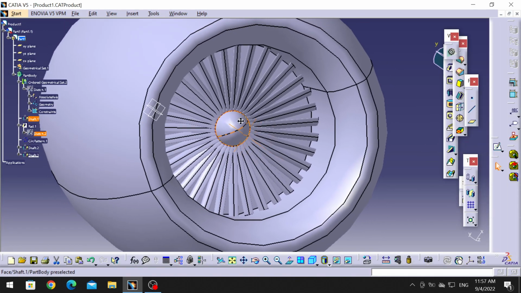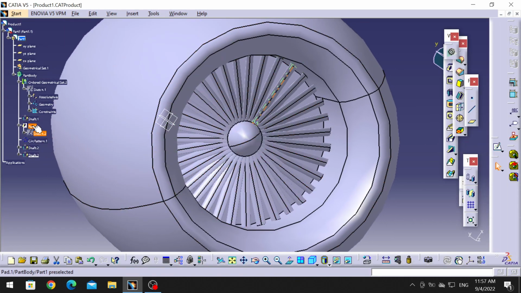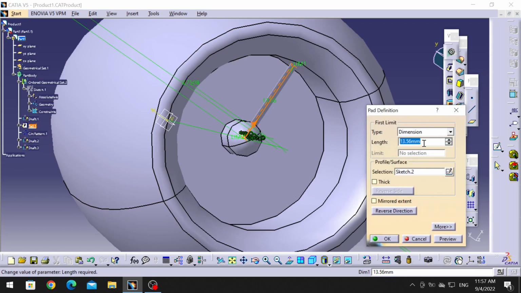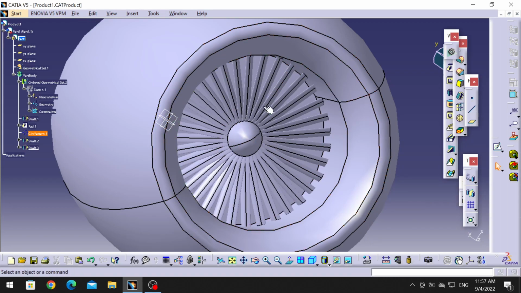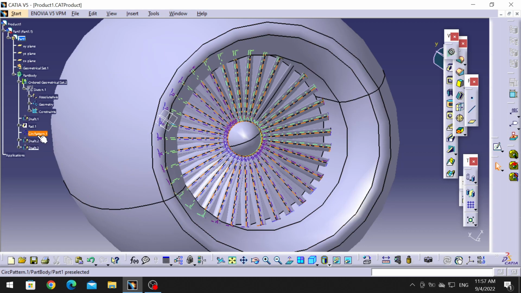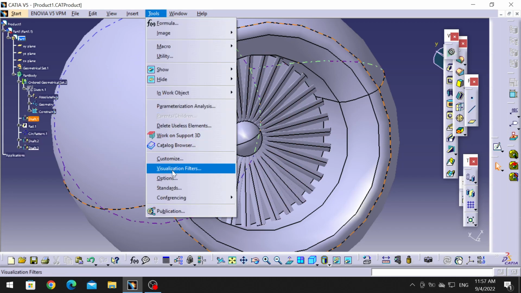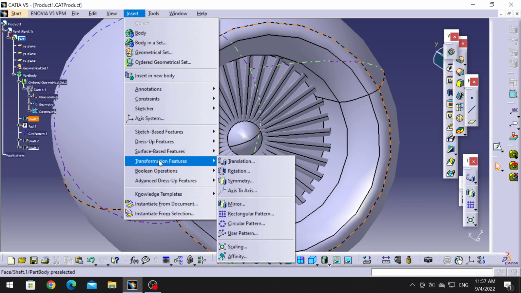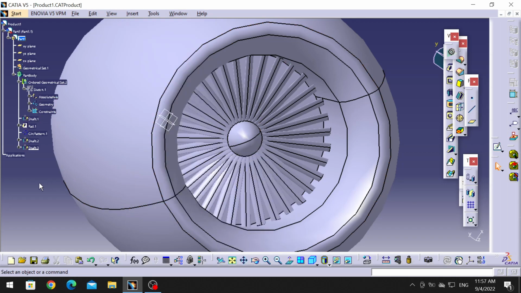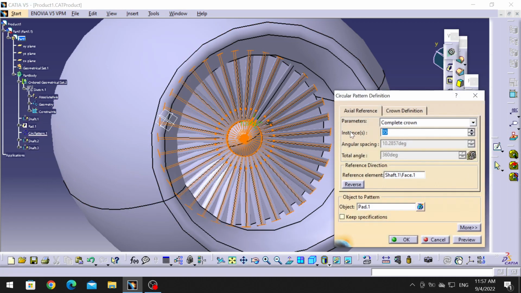After the sketch is complete, the pad is formed with a length of roughly the same length as the radius of the inner engine. And then the circular pattern. To make the fan blade multiply in circular formation, I selected the transformation features: insert transformation features, circular pattern. And then I select the pad.